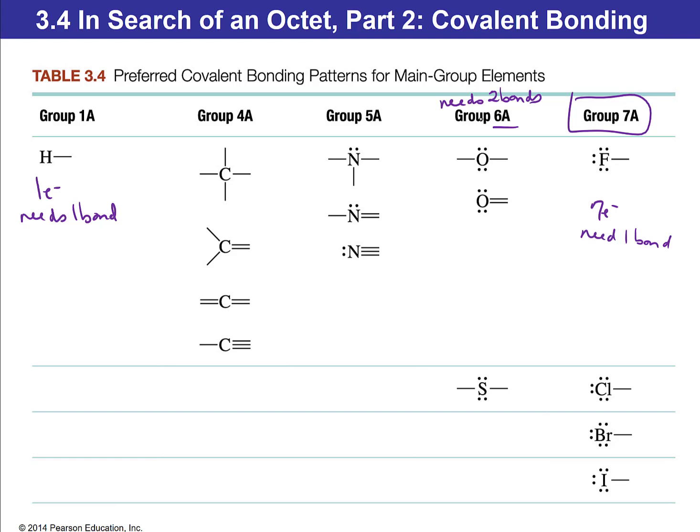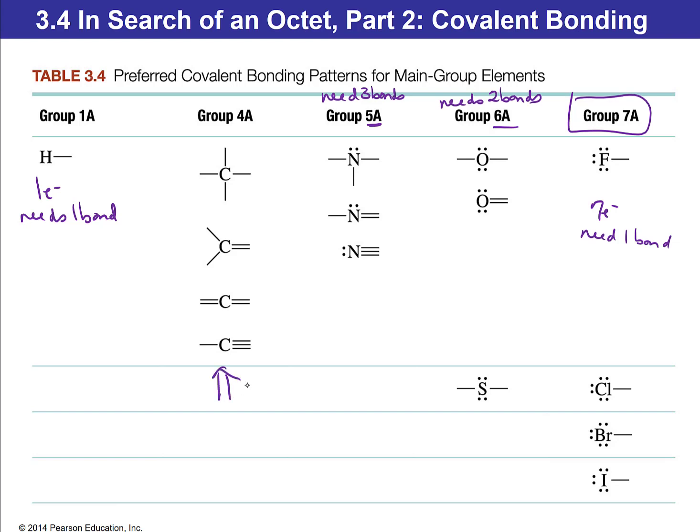Nitrogen can do a couple of different variations because nitrogen has 5 electrons. That means that it's going to need 3 bonds. Well, it can do any combination of 3 bonds. It could do 3 single bonds, like the top one, or it could do a double bond and a single bond, like the middle one, or it could do a triple bond, like what nitrogen gas does. Any combination, as long as it shares 3 pairs of electrons with other atoms to create its stability.